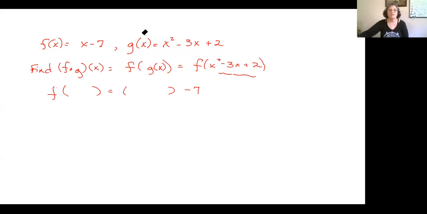And this might be a little distracting. So f of x squared minus 3x plus 2 would be x squared minus 3x plus 2 minus 7. All f does is tell you to subtract 7 from whatever x is. So in this case, our x becomes this whole function. So it's just going to be x squared minus 3x plus 2 minus 7, which would be x squared minus 3x minus 5.